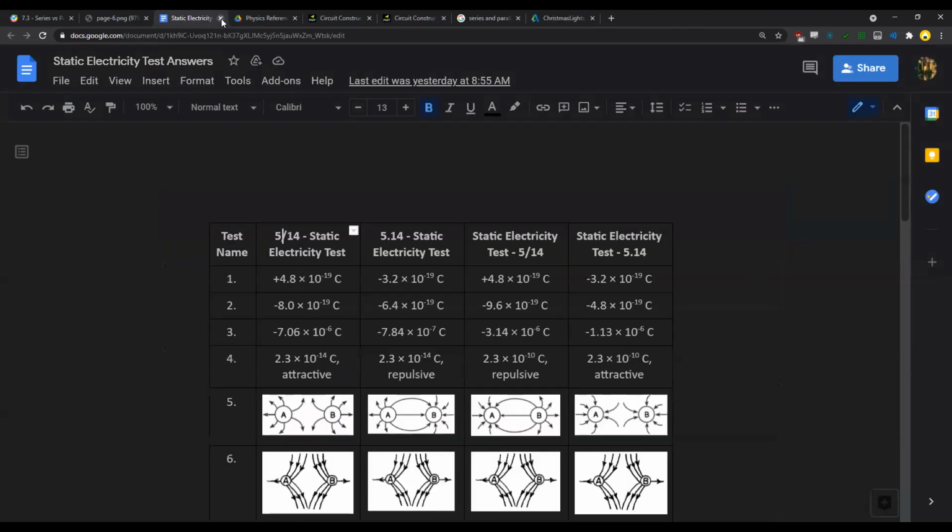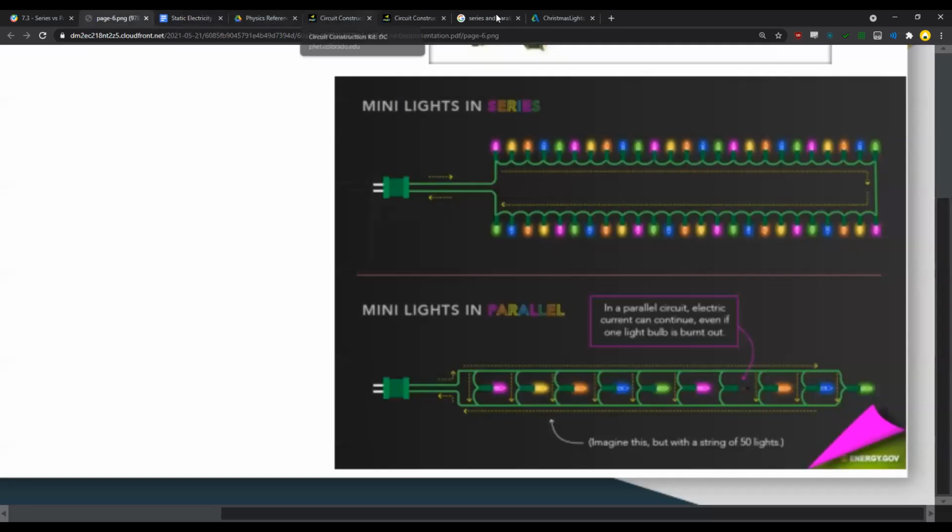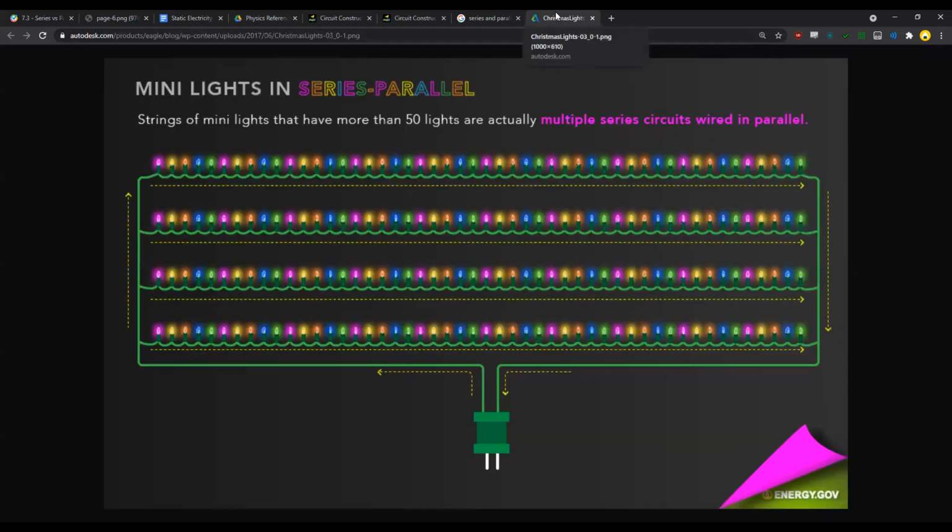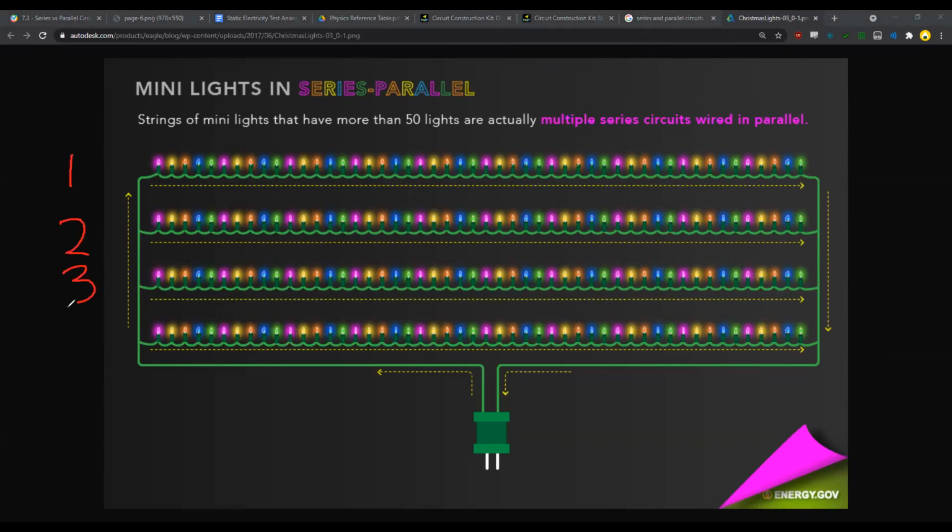So there are also, and let me just give you an example of something else, series parallel circuits. It's like a combination of these two. Like there's 1 pathway, 2 pathways, 3 pathways, 4 pathways. But then in each of these pathways, you have light bulbs connected in series.